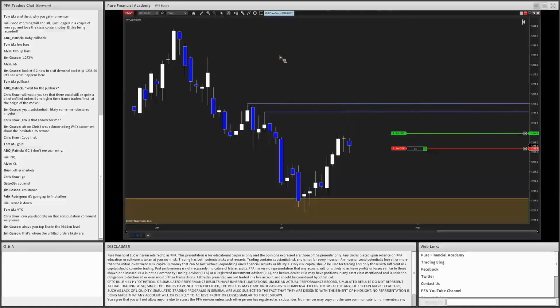It's a daily chart. What happens on the 5-minute chart? How different is it, Will? It's not any different. It's the same thing. Let's go take a look.